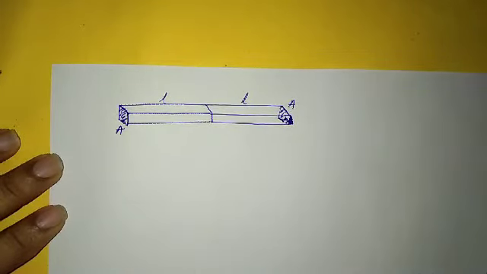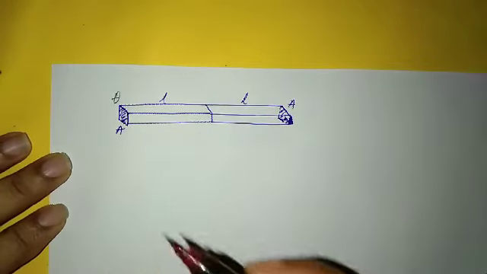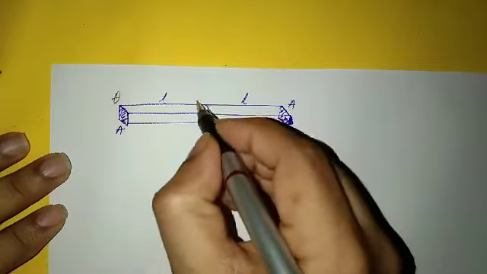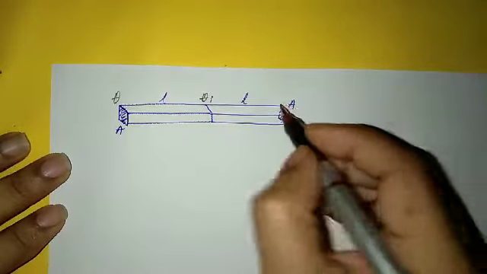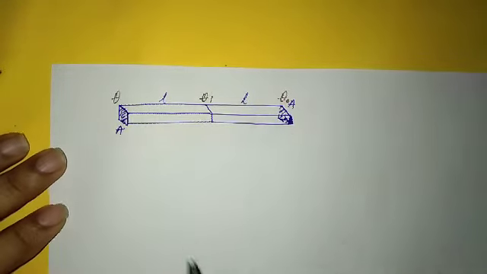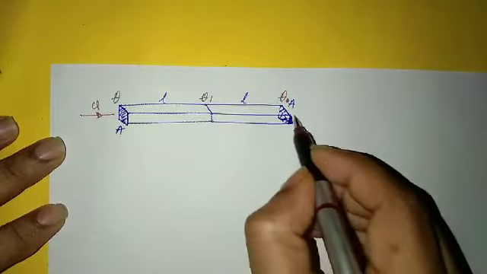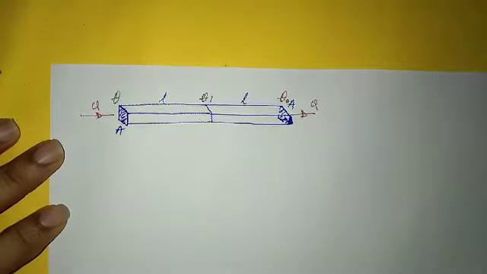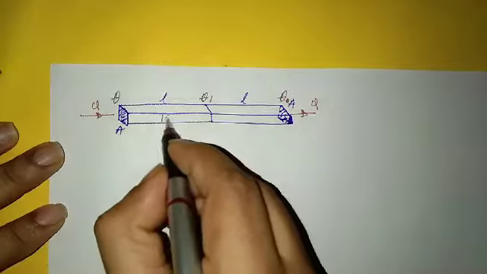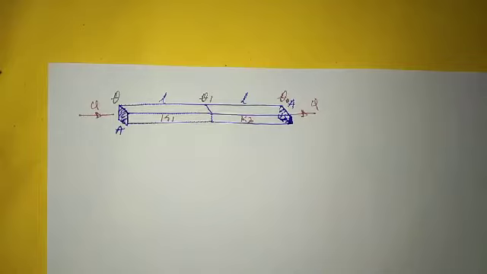What is the temperature that is existing? Let's say it is theta, then theta 1, and theta O. So theta, theta 1 and theta O. Now, the heat that is entering here is Q and which is leaving here is also Q. And the conductivities are K1 and K2.